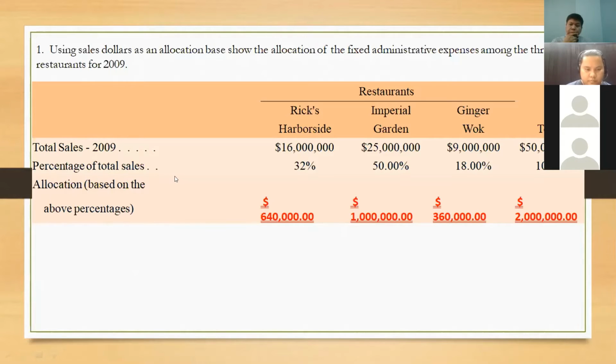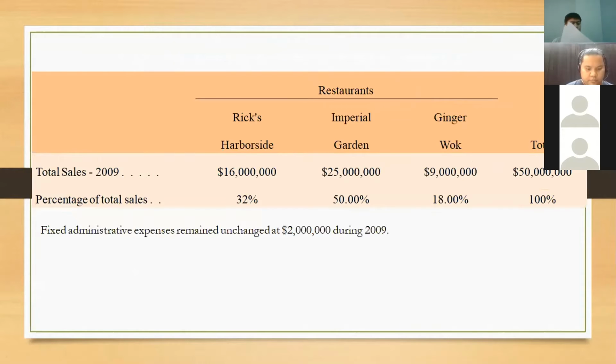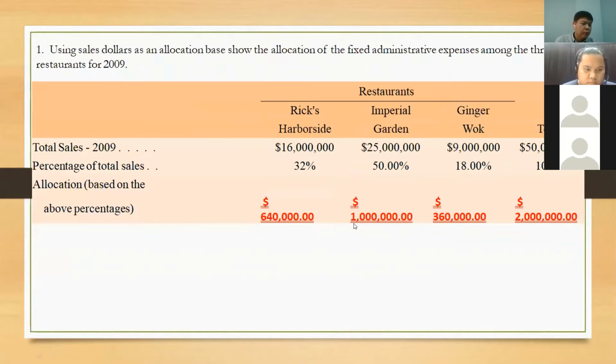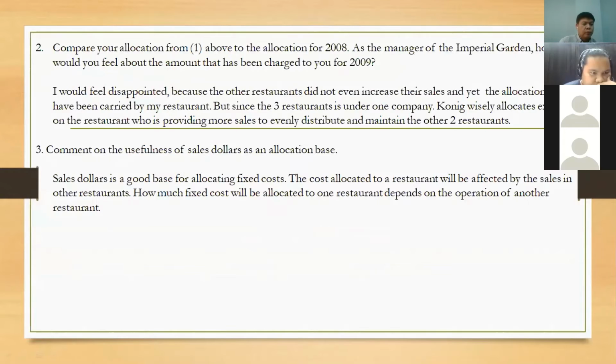So if we look at the comparison, before it was $800,000 for Rick's Harborside, 750 for Imperial Garden, and 450 for Ginger Walk. Now Rick's Harborside became 640, so it decreased. The allocation cost for Imperial Garden increased, and Ginger Walk also decreased. So Imperial Garden carried more of the allocation cost.